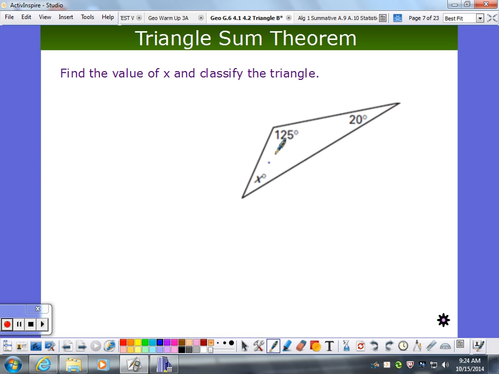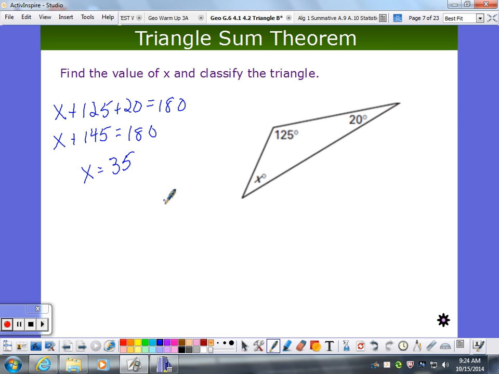Well, one way to do that is to know that they all add up to 180. So that means that x plus 125 plus 20 is going to equal 180. So that means that x plus 145 equals 180. So I'm subtracting 145 from both sides. If I did it right, I'm getting 35. Hopefully I did it right. You check me. Is that right?